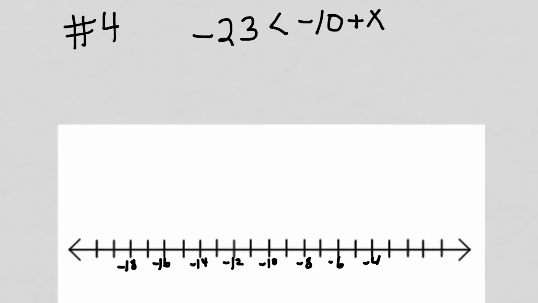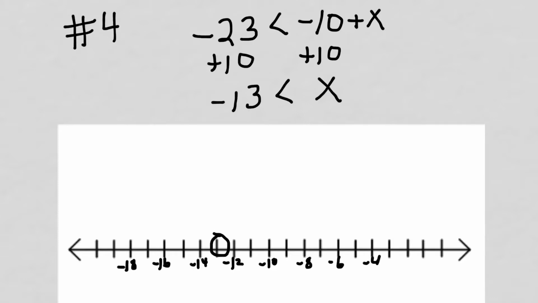All right, number 4. Take a look at this, see if it's something you want to tackle, or think about it as something you want to see me do. I've got negative 23 is less than negative 10 plus x. I want to get x by itself, so I'm going to add 10 to both sides. If I do that, I've got negative 13 is less than x. I've got it solved. I just have to graph this. So it's going to be negative 13, which is right here. It's going to be an open circle. And I know x is greater than negative 13, so it's going to go to the right.